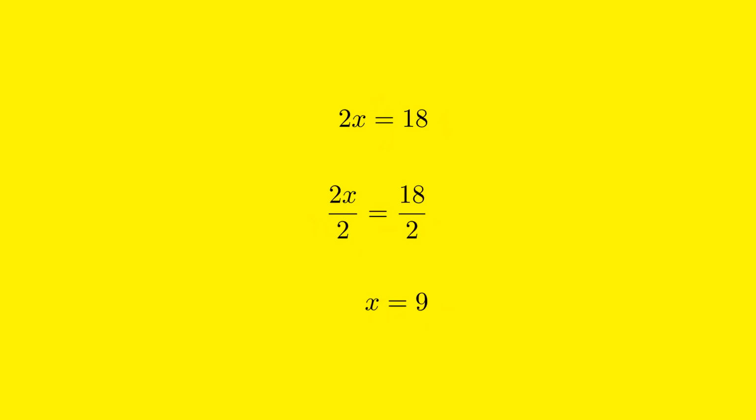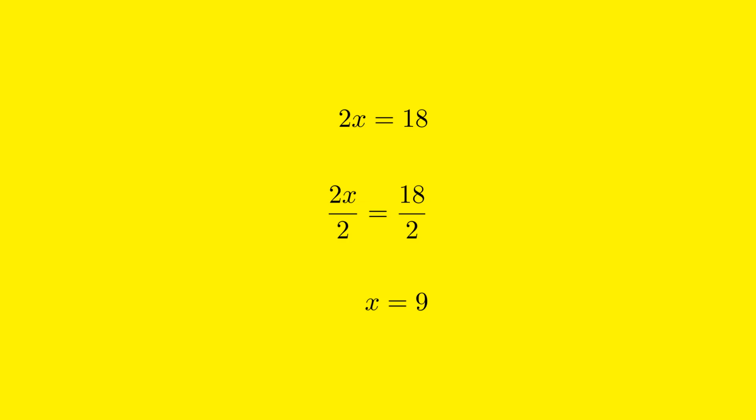Step 2. Now we have the equation 2x = 18. Our objective remains to solve for the variable x, which means we need to isolate x on one side of the equation. To isolate x, we need to undo the multiplication by 2. The opposite of multiplication is division. Therefore, we divide both sides of the equation by 2.